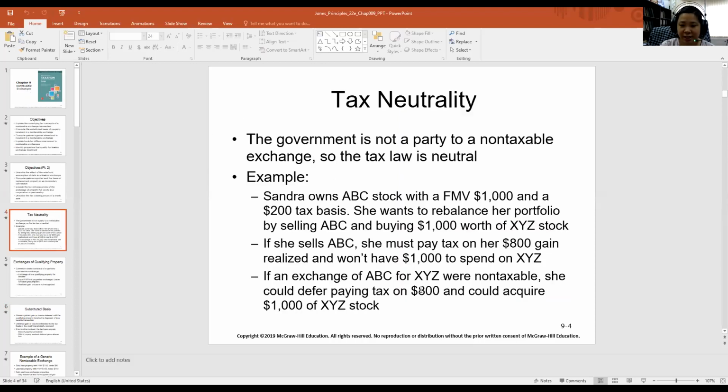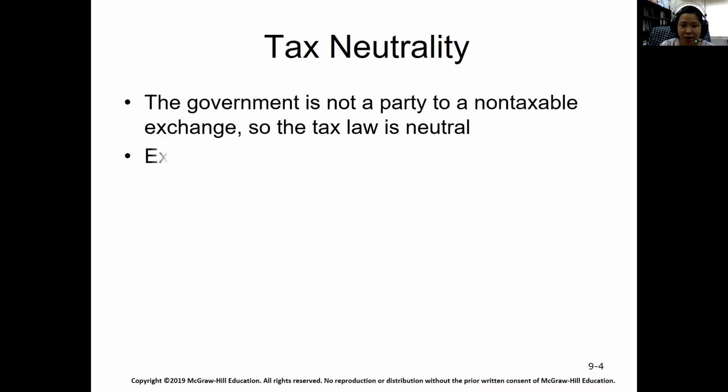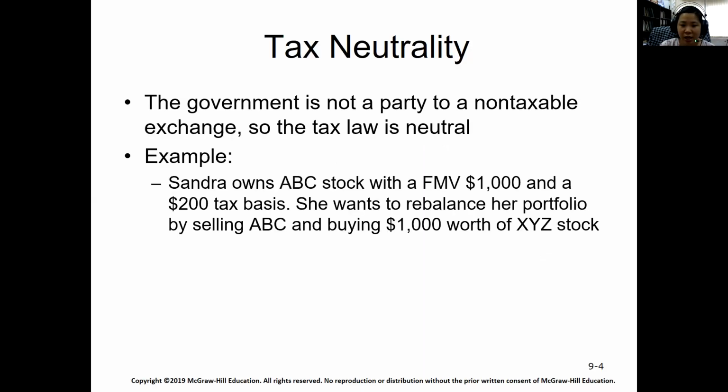Okay, now let's look at the example here. Sandra owns ABC stock with a fair market value of $1,000 and a $200 tax basis. Now she wants to rebalance her portfolio, so she wants to sell the ABC stock and buy XYZ stock for $1,000, the same fair market value. Now, as you know, her basis on the ABC stock is $200, and now she sells it for $1,000.